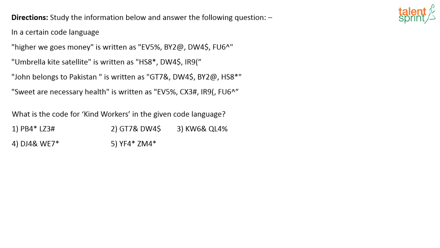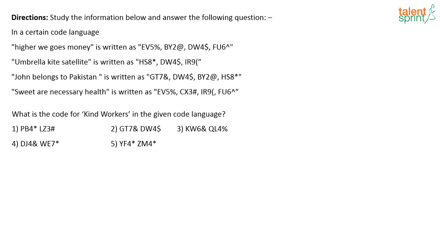The next set of questions is on coding, decoding. Study the given information and answer the following questions in a certain code language. Higher we goes money is written as follows. Umbrella kite satellite is written as follows. John belongs to Pakistan is written as follows. Sweet are necessary health is written as follows. What is the code for kind workers in the given code language?